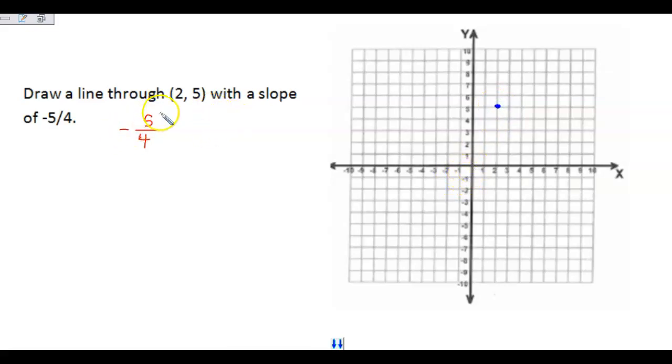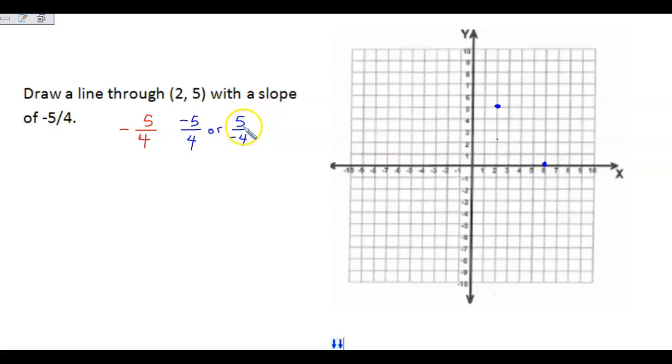Then I have a slope of -5/4, so I can choose to go up 5 and left 4, or I can go down 5 and right 4. It depends on if I'm doing -5 over +4 or +5 over -4. They are both equal to this. I happen to like to put the negative with the top one, so I'm going to go down 5. So I'm going to go down 1, 2, 3, 4, 5. And then I'm going to go right, because it's +4. 1, 2, 3, 4. And I'm going to place my second point here.